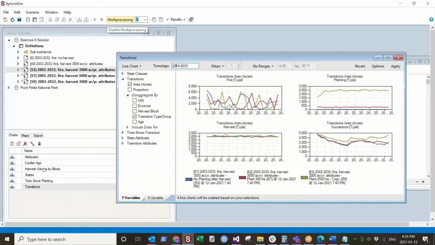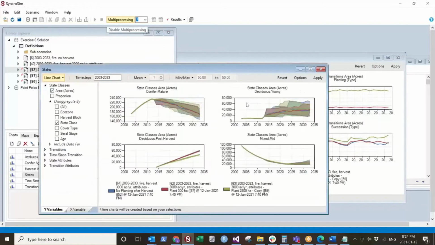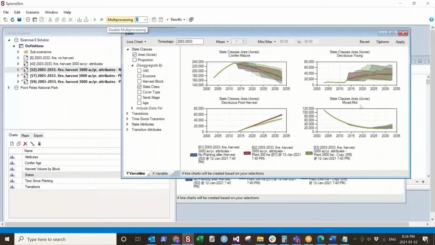A couple of other outputs that we could look at is the states over time. Again, it's a little harder to see because of all the variability. If I turn off the ranges, the scenario that has the least of this post-harvest state is the one where I'm doing the most planting, because I need to plant in order to get out of this post-harvest state. So that's a big difference that you can start to see once I start planting more.